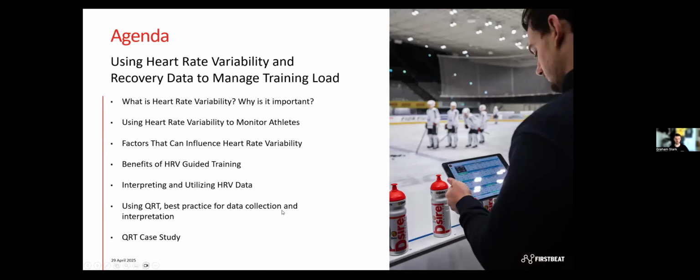And then the agenda today. As I briefly started explaining, we'll go through what heart rate variability is and why it's useful, then how you can use it, monitoring your athletes, what can influence it, the benefits of using it and using it to guide your training, a little bit on interpreting, and a few points on best practice and how to collect the data. Then a case study at the end, of a couple of weeks of data from an athlete who uses the system, just to introduce it and put some of the principles into a practical context.